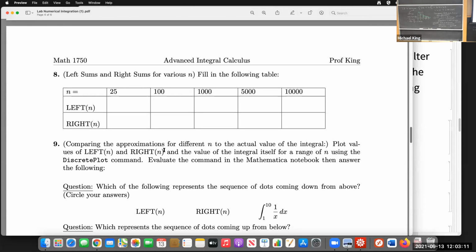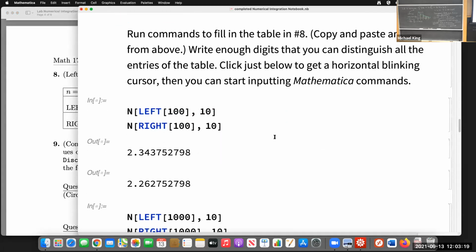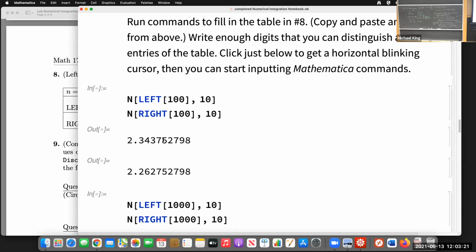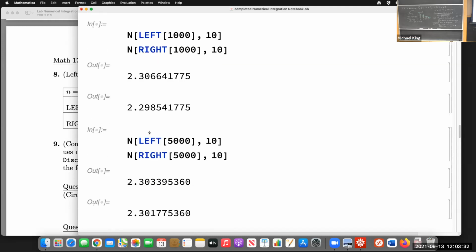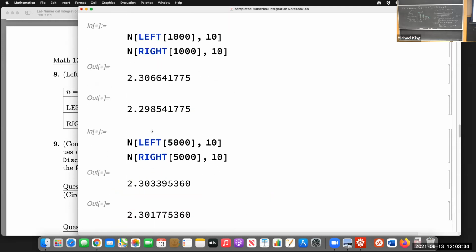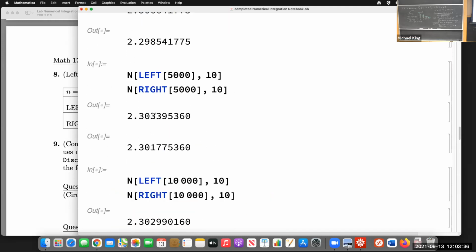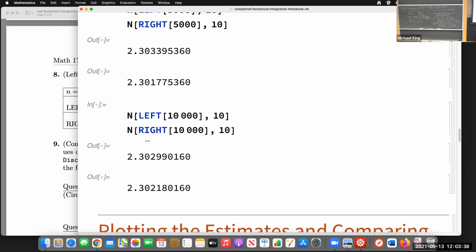So number 8, I had wanted you to actually do the left sum and the right sum for more and more rectangles. So they should be better and better approximations, right? So with 100, left and right gave me these two numbers. Again, they were on either side of 2.3025. 1,000 rectangles are getting closer. 5,000 rectangles are getting even closer. 10,000 rectangles, we're definitely getting close.